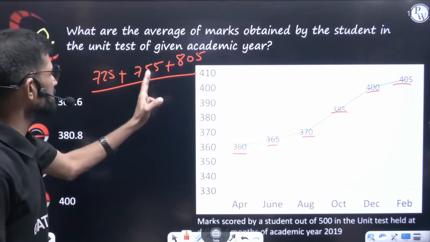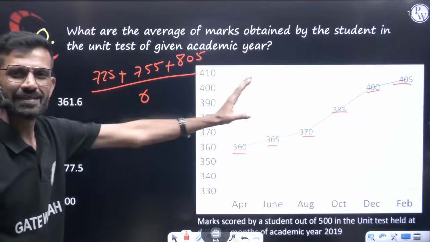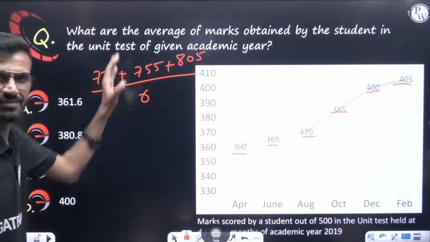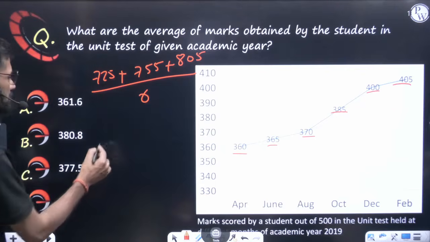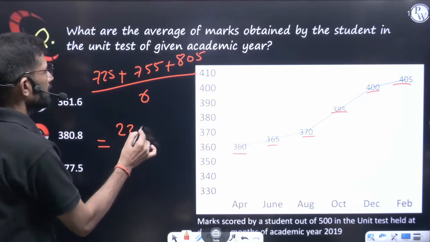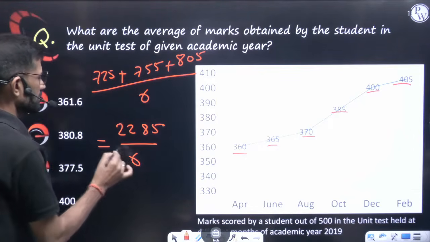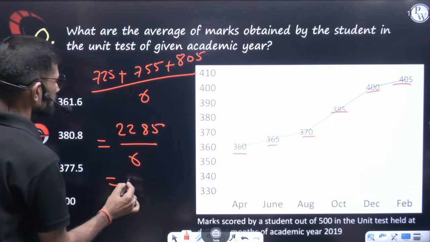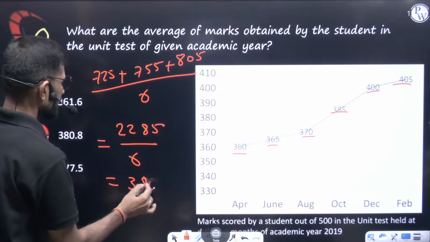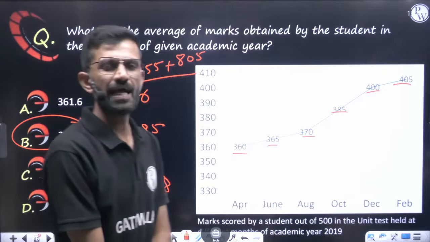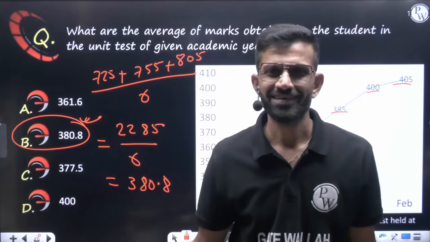So 725 plus 755 plus 805 divided by 6, as there are a total of 6 unit tests, 6 different months. Sum of observations divided by number of observations. If I am not wrong, this will be 2285 divided by 6. If you divide 2285 by 6, it comes to 380.8. That is option B. This is the answer. Basic calculation, that's it. So this is how we deal with it.